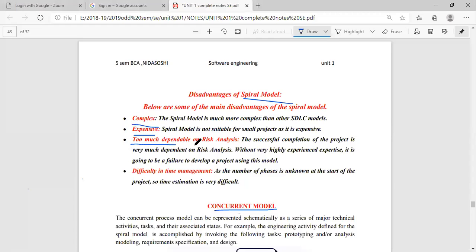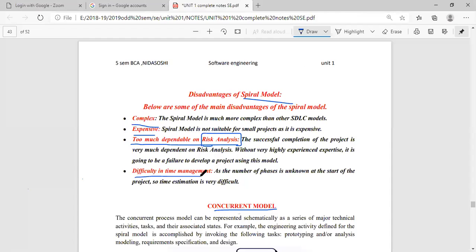It is too dependent on risk analysis. So what is risk analysis? Identifying the problems or identifying the errors. This is carried out continuously until the final software is developed, analyzing different types of risk or problems that may come during software development. So here, continuously, the risk analysis is carried out.